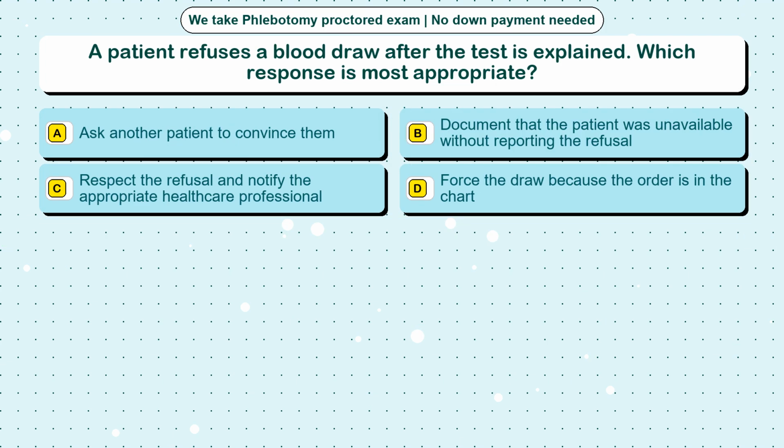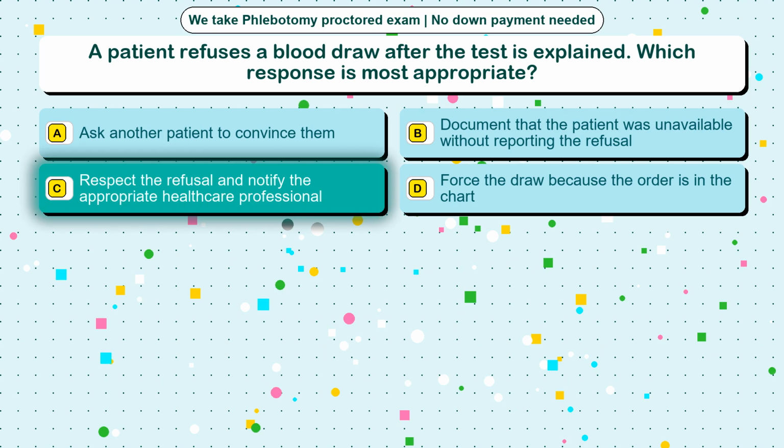Question 97. A patient refuses a blood draw after the test is explained. Which response is most appropriate? Option A. Ask another patient to convince them. Option B. Document that the patient was unavailable without reporting the refusal. Option C. Respect the refusal and notify the appropriate healthcare professional. Option D. Force the draw because the order is in the chart. The correct answer is option C.